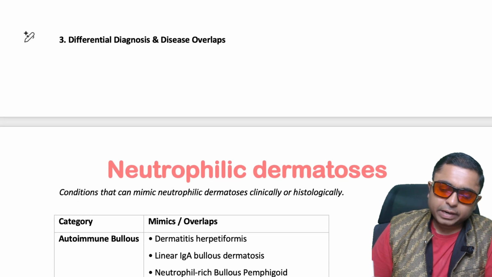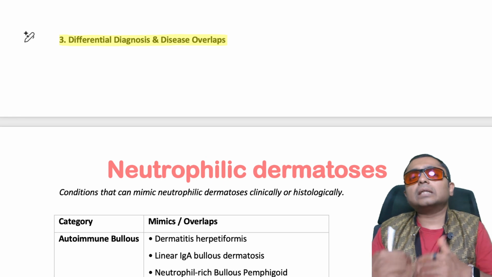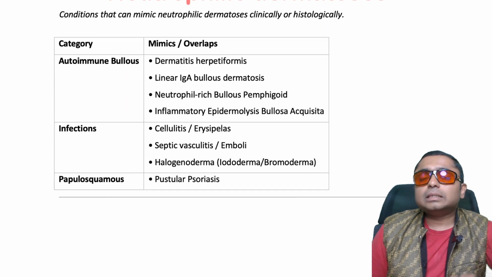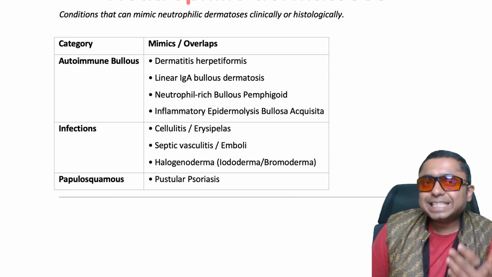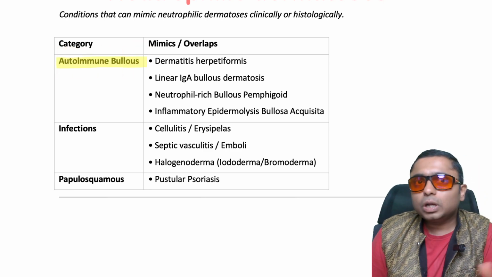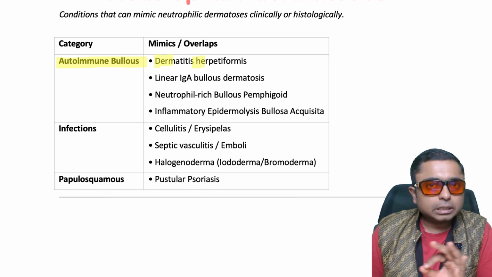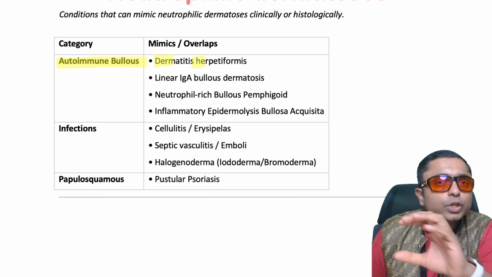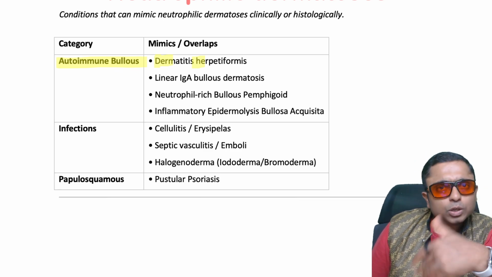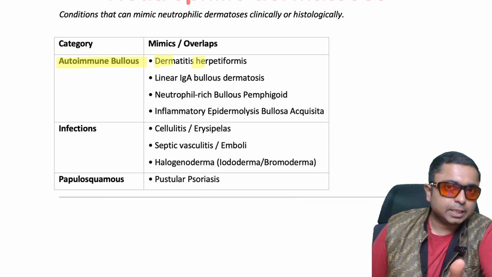Okay, so the differential diagnosis and disease overlap. You need to also remember that there are other skin conditions which do not have anything to do with the neutrophilic dermatosis, but in which the histopathology may look the same as neutrophilic dermatosis. So what are those conditions? Like for example, the autoimmune bullous disorders. For example, dermatitis herpetiformis. I hope you remember in dermatitis herpetiformis, there is going to be a collection of the neutrophils in the papillary tips, which we call papillary tip microabscesses. Okay, so because this is a neutrophilic dermatosis, this is an important histopathological differential, right?